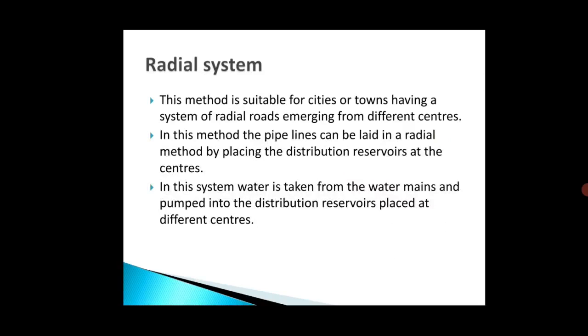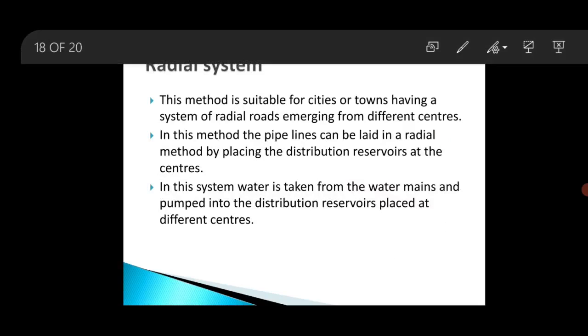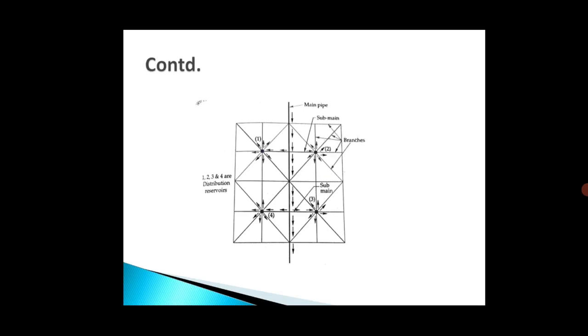Next system is the radial system. If a city or a town is having a system of radial roads emerging from different centers, the pipeline can be laid in a radial method by placing the distribution reservoirs at these centers.